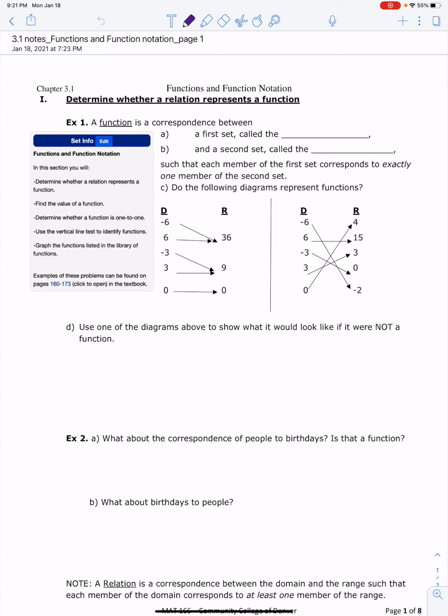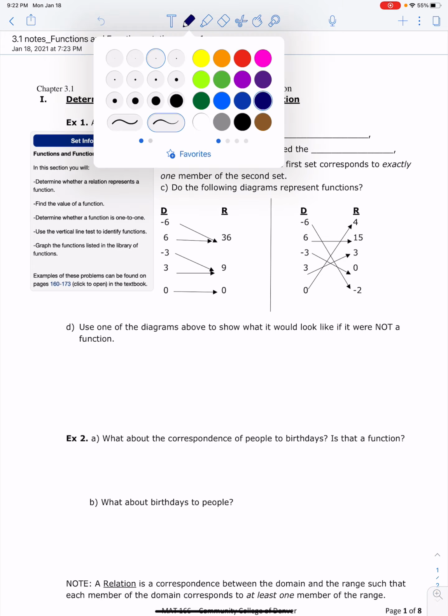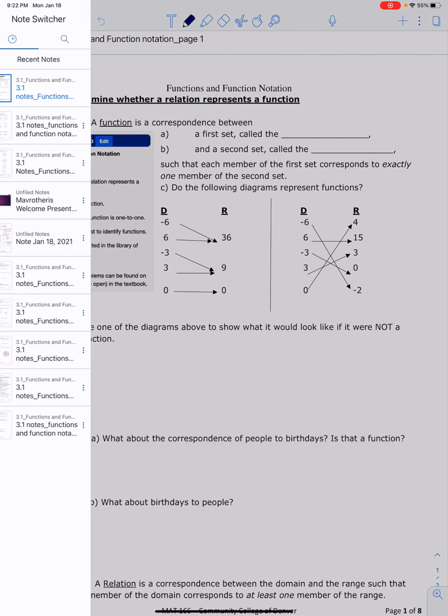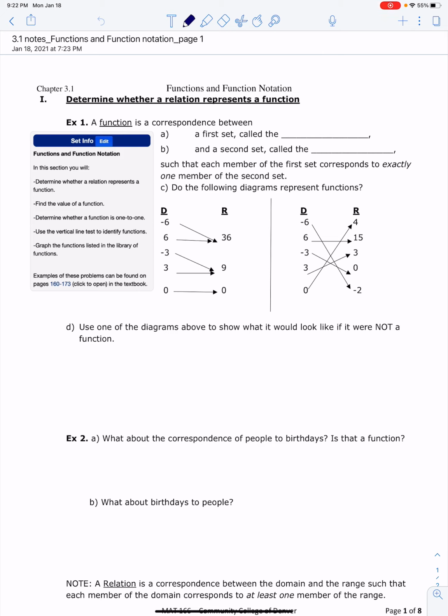These are the chapter 3.1 notes, function and function notation, page 1. So a little bit of a review at the top, those terms that we know and we just don't use as much. A function is a correspondence between two sets.